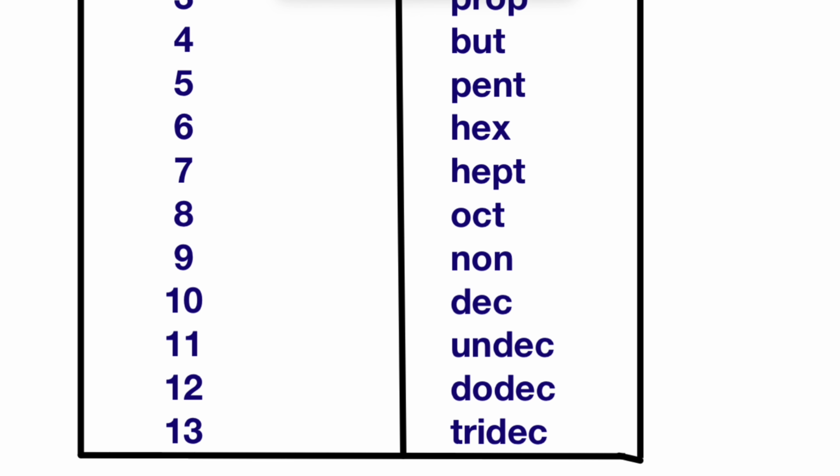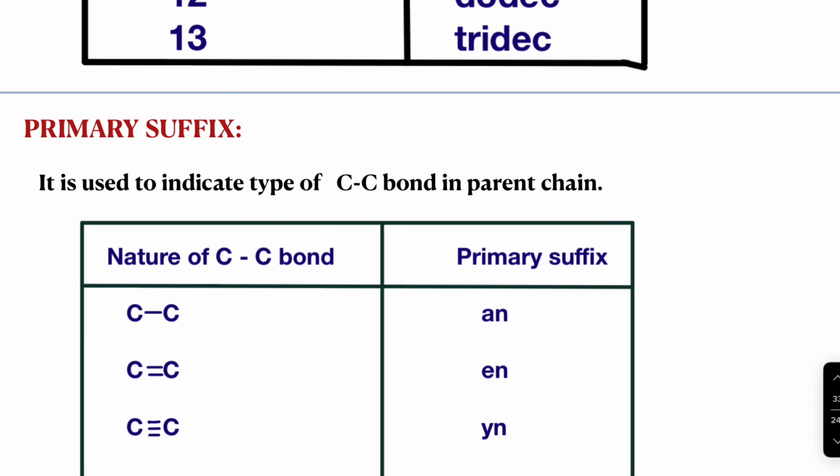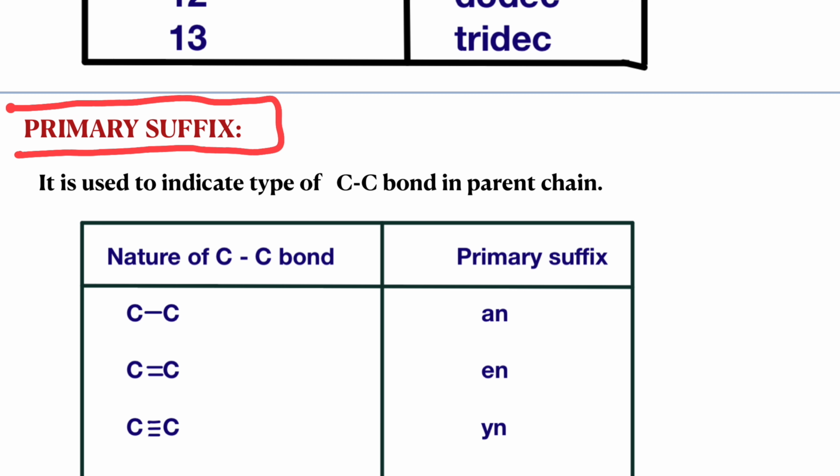But what is the longest chain, how to select the longest chain, I'll discuss in the next video while discussing the rules for IUPAC nomenclature. But here this is a root word. After selecting the longest chain, based on the number of carbon atoms in the longest chain, we take a root word. Next one is a primary suffix.